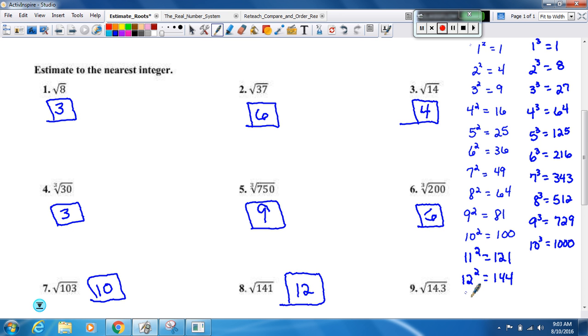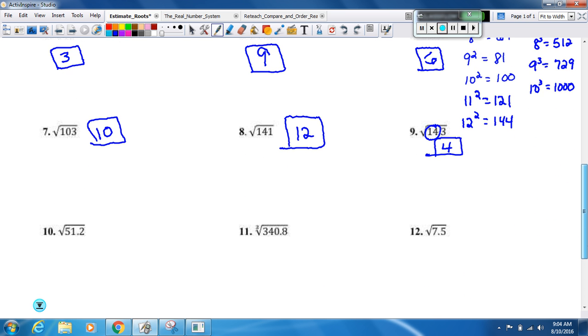Now when you're estimating roots, decimal points don't matter. You're just looking at the number in front of the decimal because decimal points are so small they're insignificant. So I'm looking for 14, the square root of 14. 14 falls between 9 and 16. It's closest to 16. The number in front of the exponent, the 4, is the answer. We're just estimating all of these to the nearest integer.